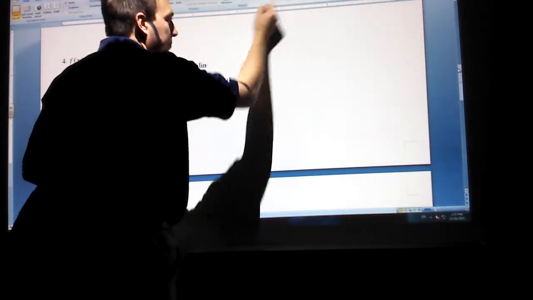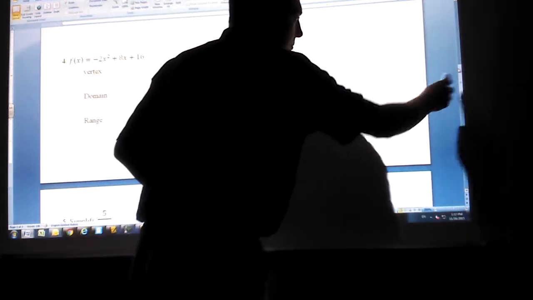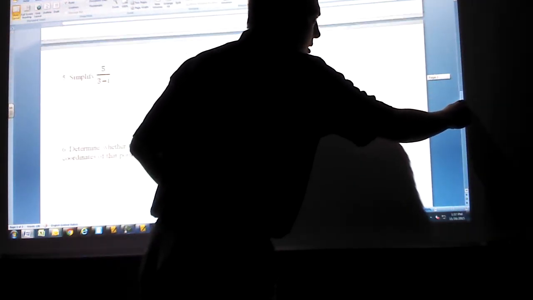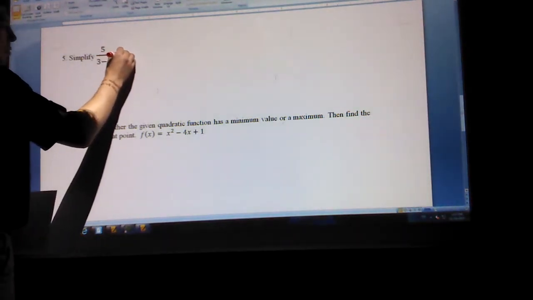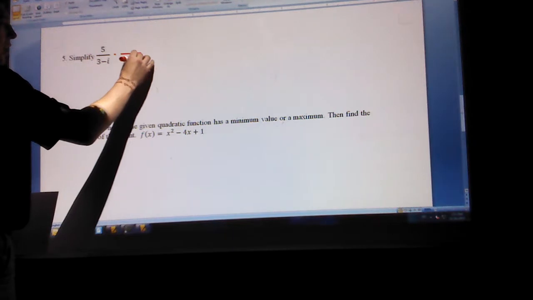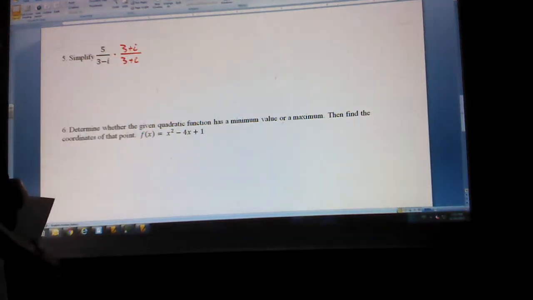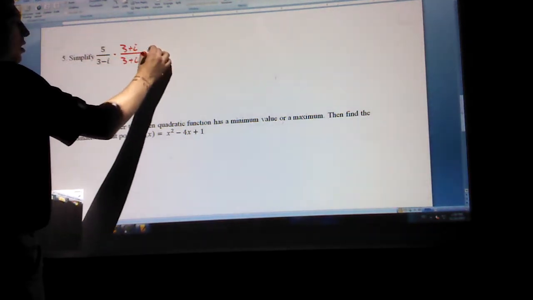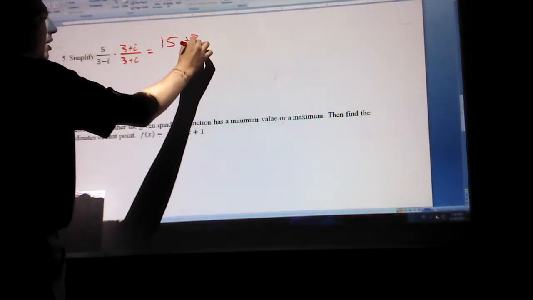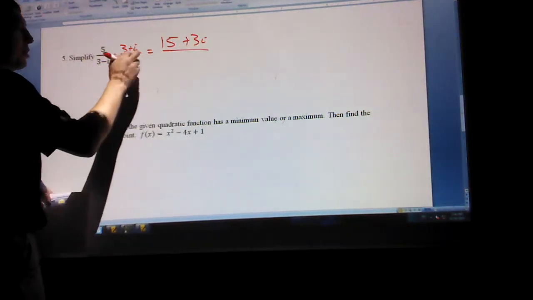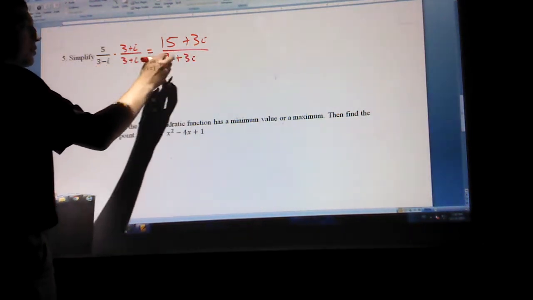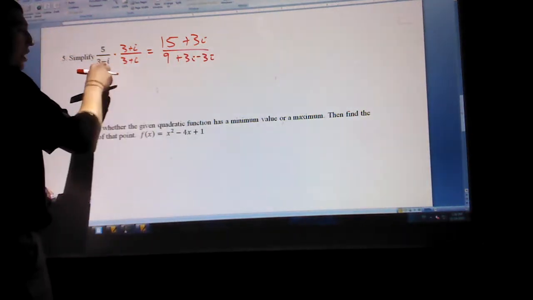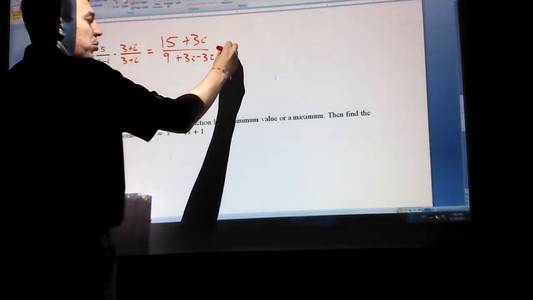Simplifying with i is all about multiplying by the conjugate. So this one, we've seen a bunch of these. Should multiply the top and bottom by 3 plus i, 3 plus i. So that's going to give us 15 plus 3i. 3 times 3 is 9. 3 times i is 3i. Negative i times 3 is negative 3i. And negative i times i is negative i squared.